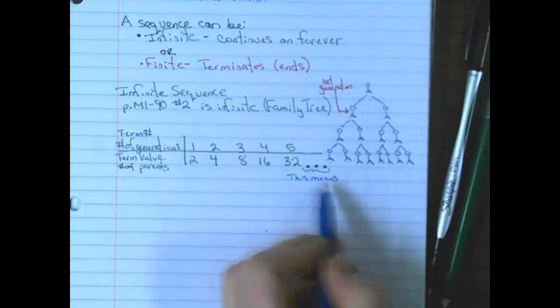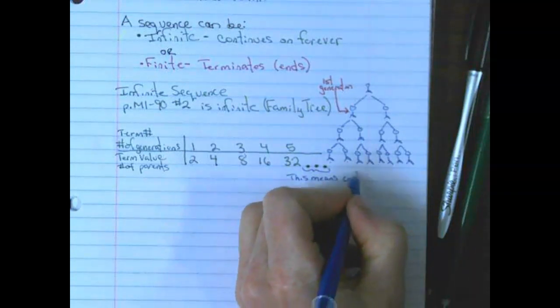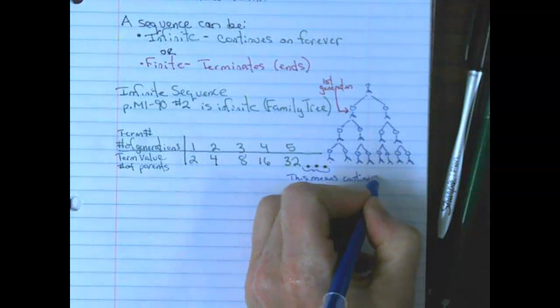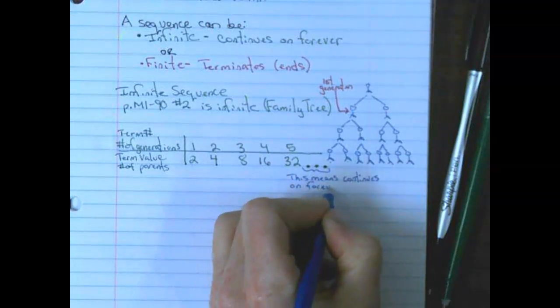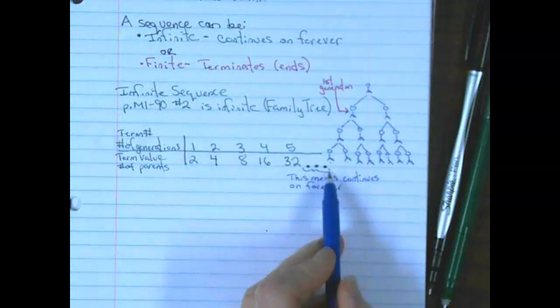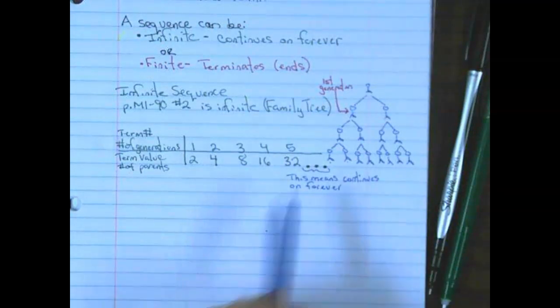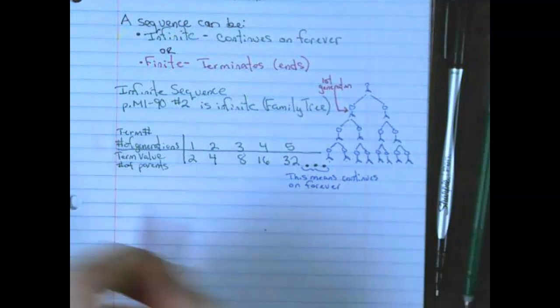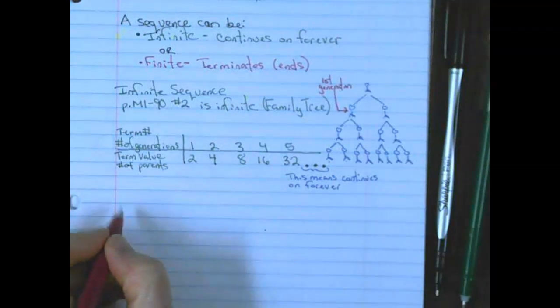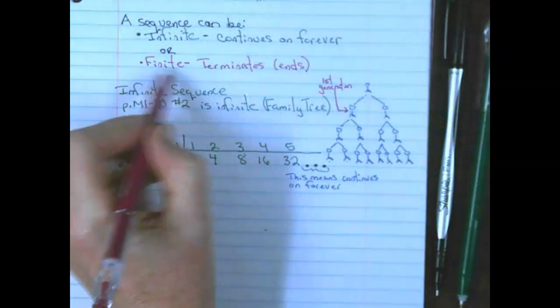So I'm writing this means it continues on forever. So as soon as you see those three dots at the end of a sequence, you know that you have an infinite sequence. Now, if you don't see the dots, then you need to look at the situation and decide whether it's infinite or finite. So a finite sequence is next. We're going to match that with our pink up here.